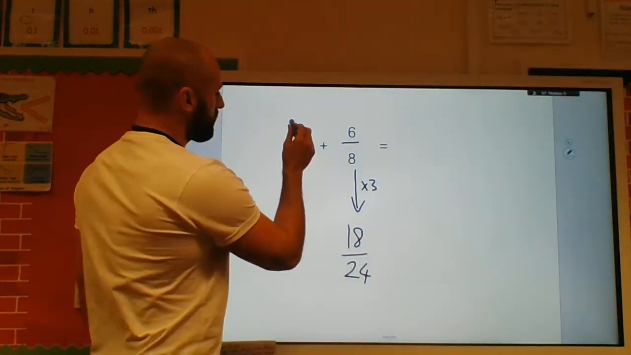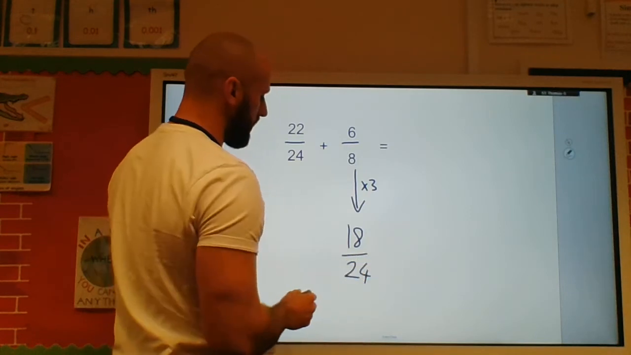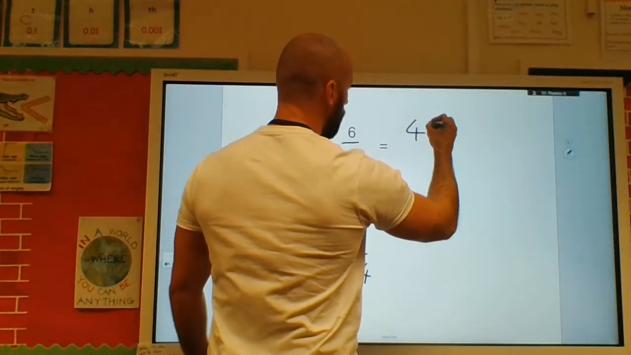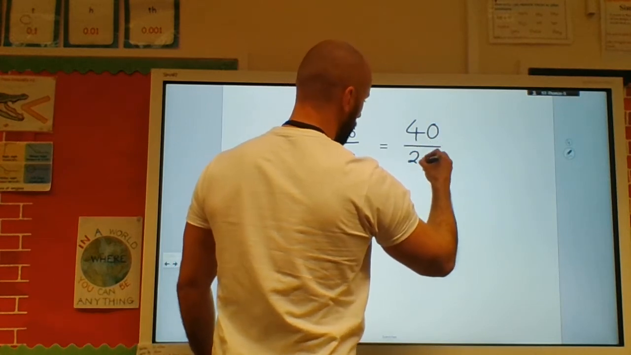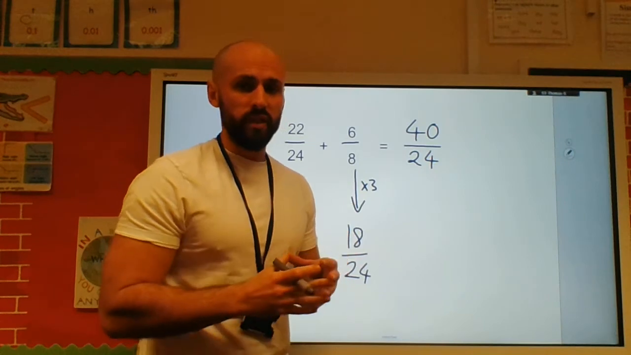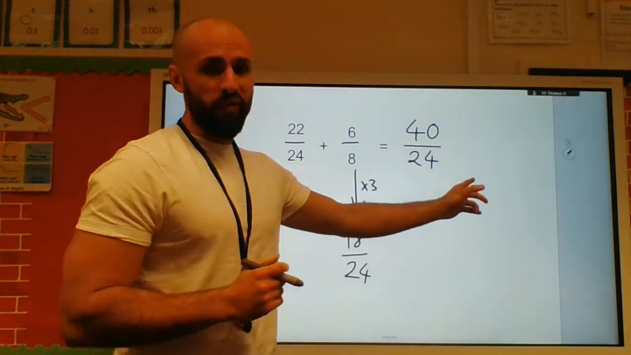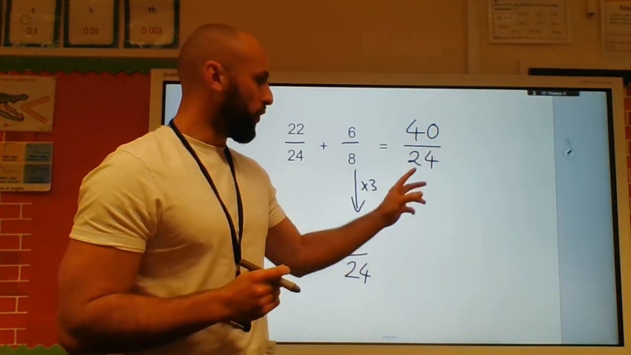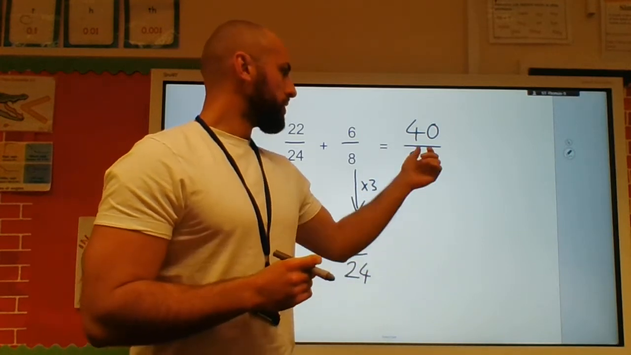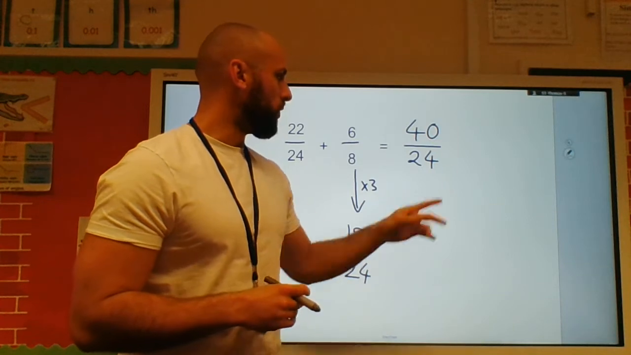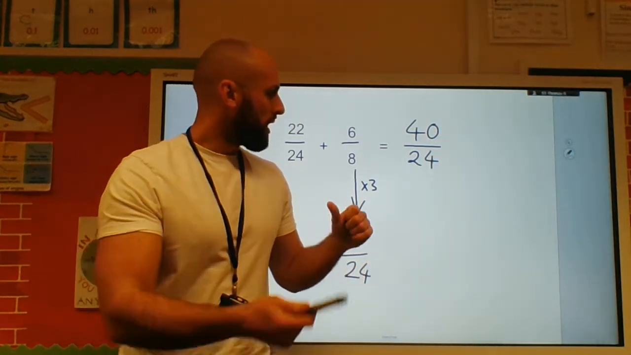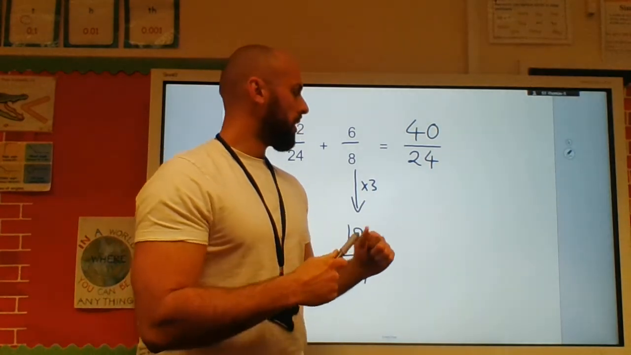So now we're doing 22 add 18. Well, that would give me 40 over 24. And now, this is the difference today. I'm actually going to simplify the fraction before I convert it into a mixed number. So I think about 40 and 24. Well, they're both even. So I could simplify them both by dividing by 2.